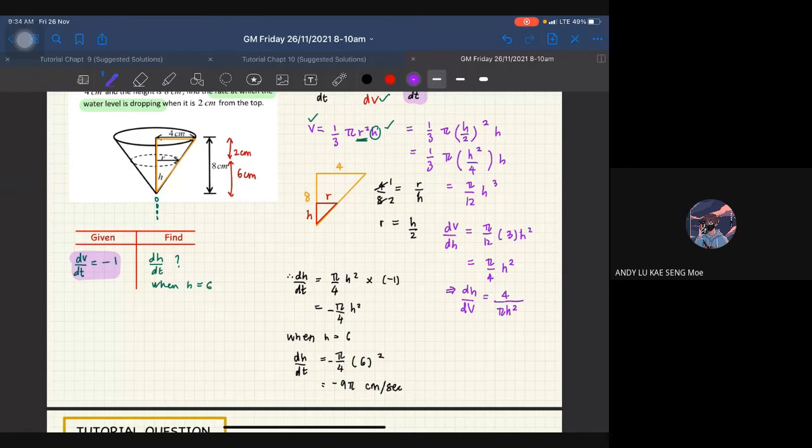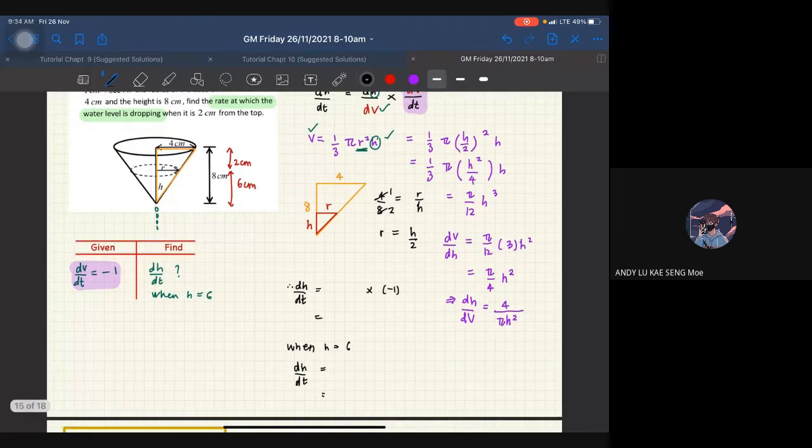Okay, so simplify, awak akan dapat -1 over 9 pi, baru betul. So unit kita tadi apa saya lupa dah, centimeter per second. Okay, baru betul. Thank you, Eddie. Okay, any questions so far? Tiada. Okay, good.